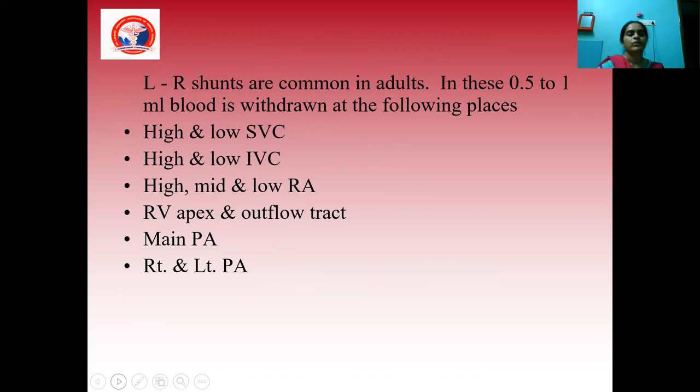Left to right shunts are common in adults. In these, 0.5 to 1 ml of blood is withdrawn at the following places: high and low superior vena cava, high and low inferior vena cava, high, mid and low right atrium, right ventricular apex and outflow tract, main pulmonary artery, right and left pulmonary artery.